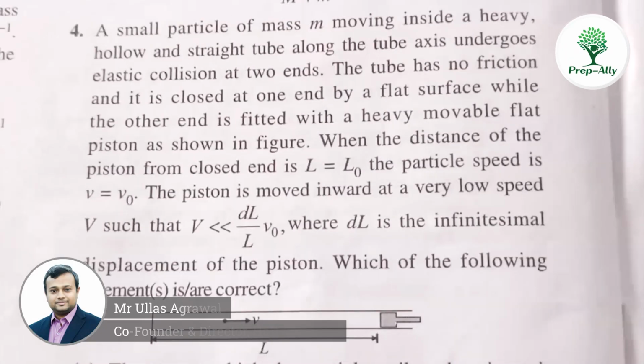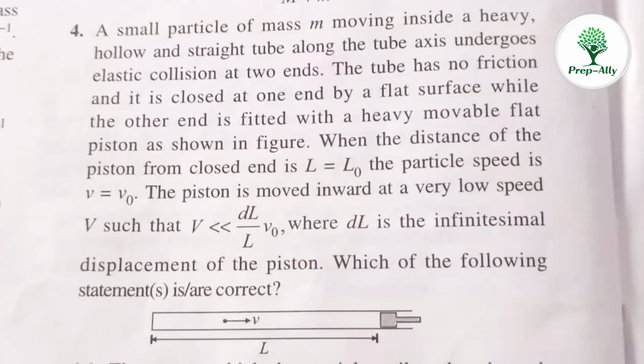A small particle of mass m moving inside a heavy, hollow, straight tube along the tube axis undergoes elastic collision at its two ends. The tube has no friction. It's closed at one end by a flat surface, while the other end is fitted with a heavy, movable, flat piston. When the distance of the piston from the closed end is L equal to L naught, the particle speed is V equal to V naught.